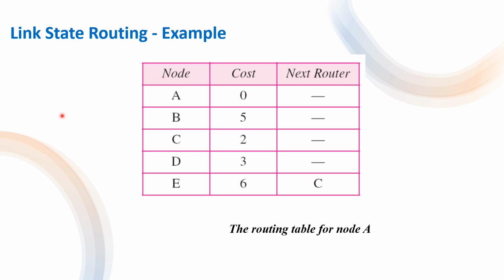This example demonstrates how the link state routing protocol uses LSAs to share information and the Dijkstra algorithm to calculate the shortest path in a network.